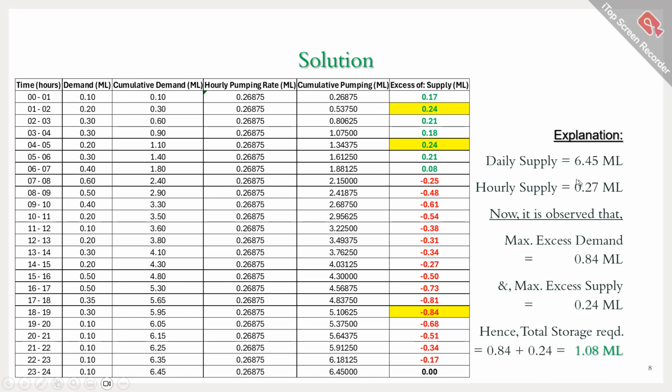Previously we were saying you can design a tank of 6.45 ml, but that will not be the minimum volume. As asked in the question, the minimum is far less than 6.45. So far less capital investment will be required if we design the volume of 1.08 based on this supply demand data, and with this storage volume we can meet the requirement of the system. Now we'll see in a bit more detail why we have added them up in order to calculate the minimum storage volume.